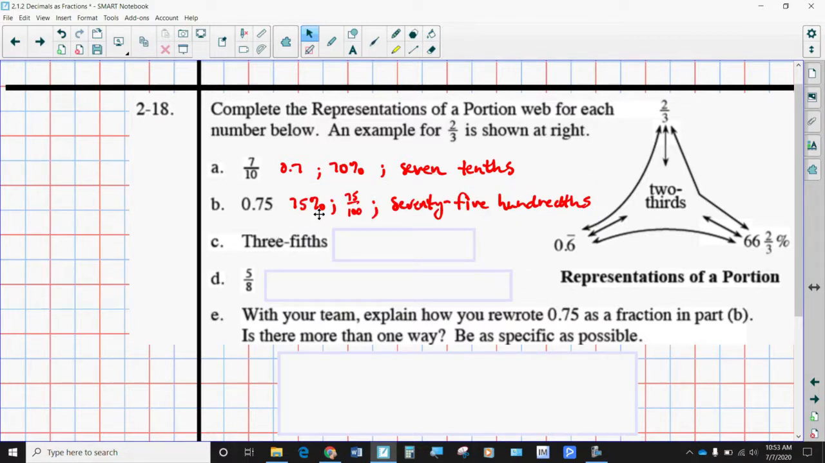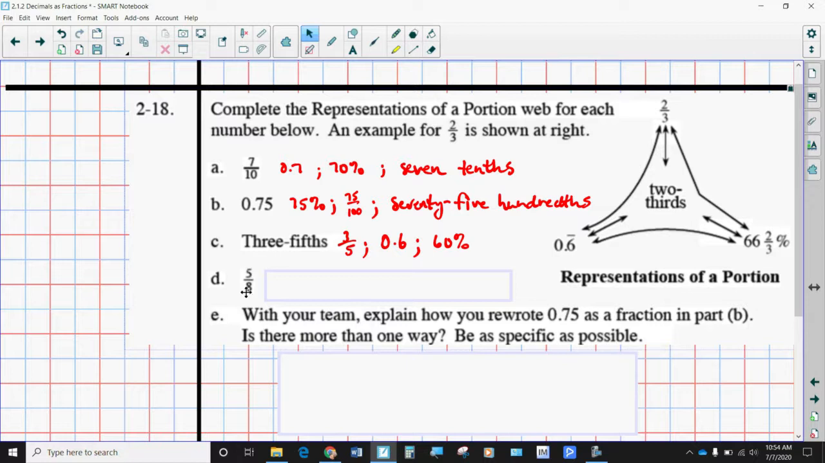75 hundredths by definition is 75%. So those are the 3 representations for this decimal number. 3/5. How would I write 3/5 in decimal form? Well, it turns out 3/5 is the same as 6/10, so that would be the decimal form. And 6/10 is the same as 60/100. We can write that as 60%.